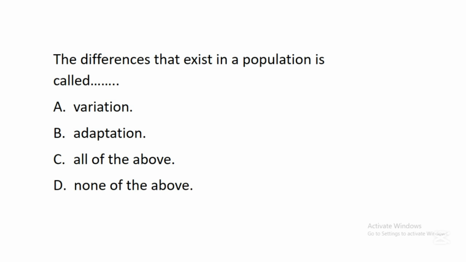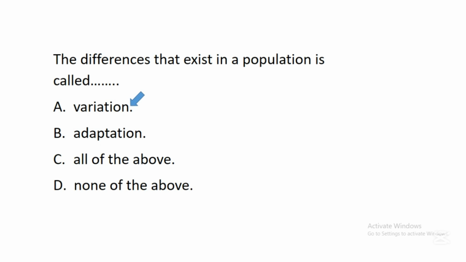The first question we have here says, the differences that exist in a population is called dash. A. Variation. B. Adaptation. C. All of the above. D. None of the above. In this question, the correct answer is A. Variation. So variation is the differences that exist in a population.